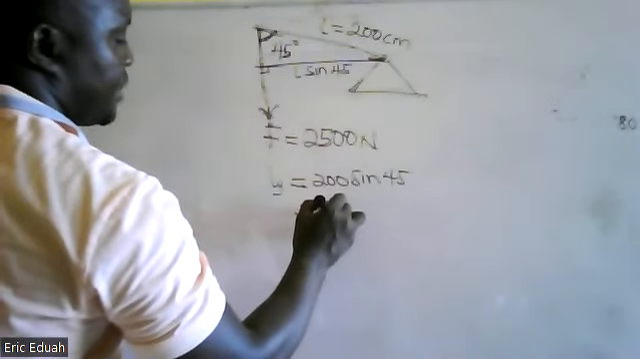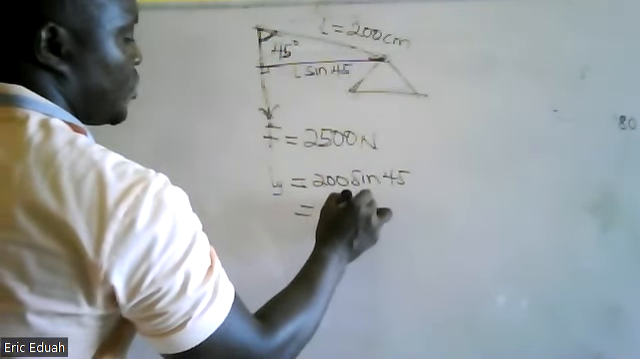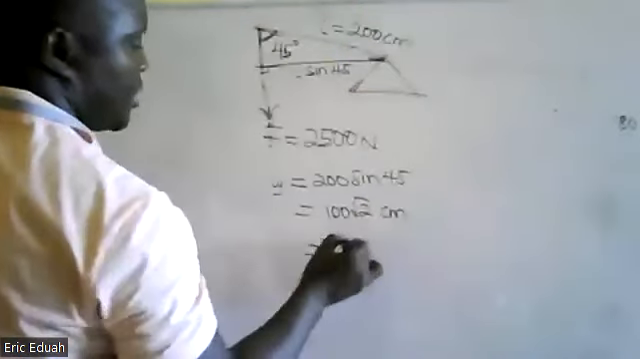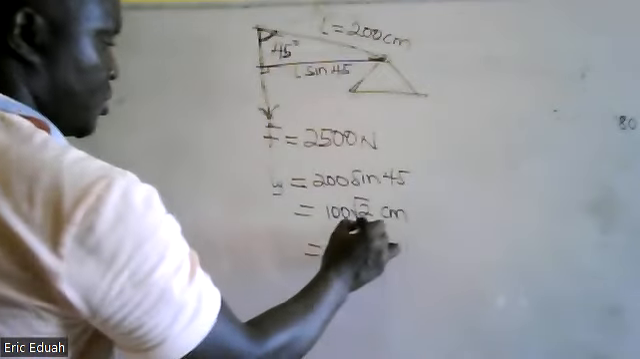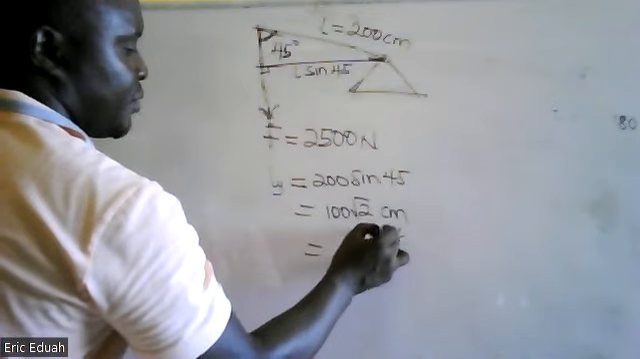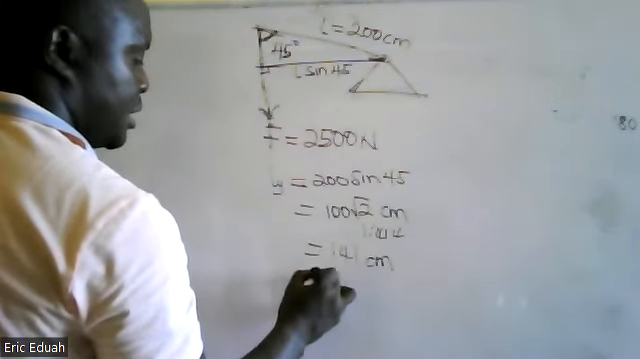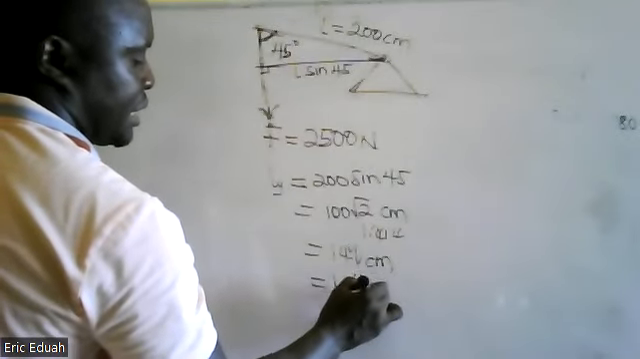So you have 100 roots of 2 centimeter. When we convert this, root 2 is 1.414, so times 100, 141 centimeter, which will be equal to 1.41 meter.